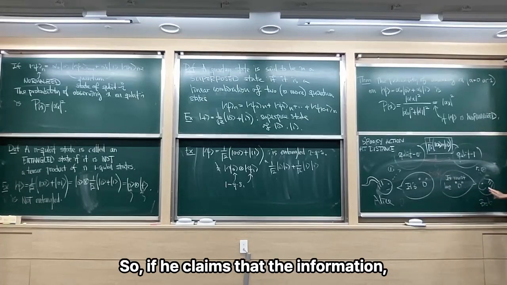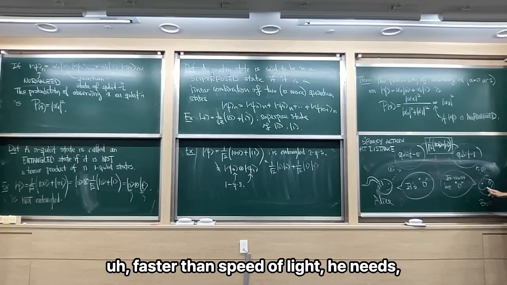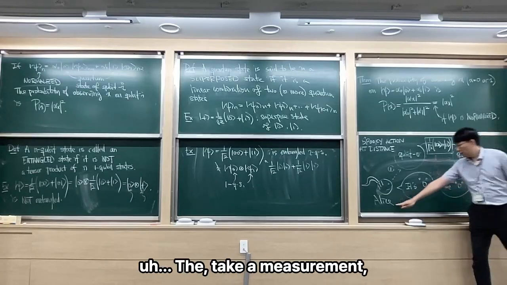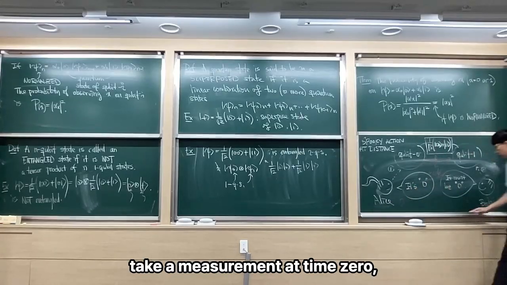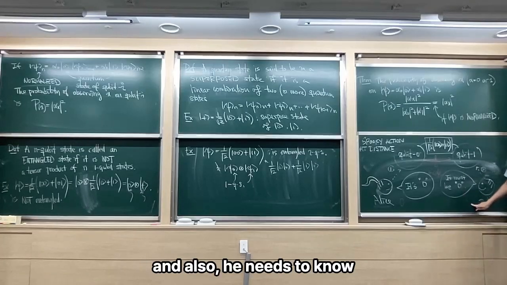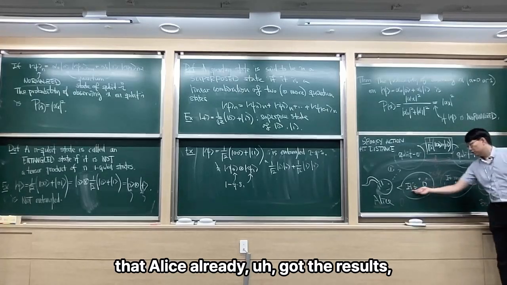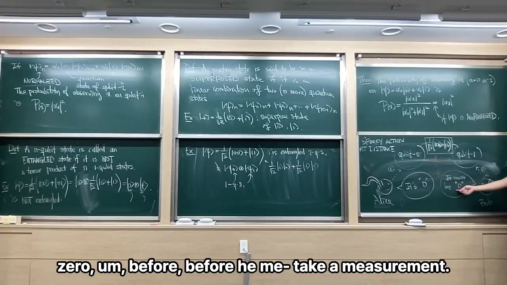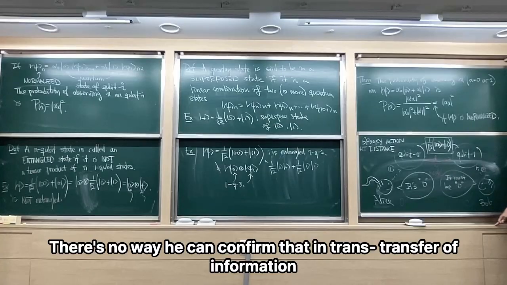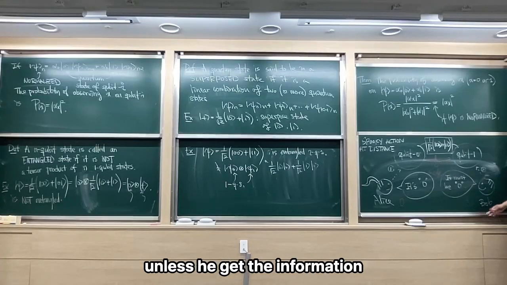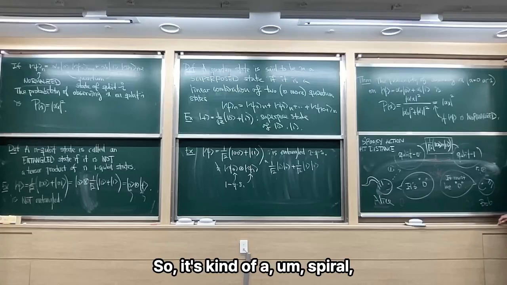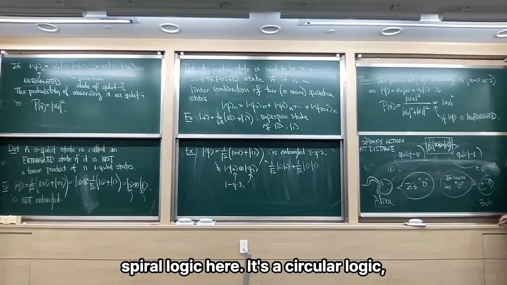Okay? So if he claims that the transfer of information is done faster than the speed of light, he needs to take a measurement after Alice takes a measurement at time 0. Within the time d over c, Bob has to take the measurement. And also, he needs to know that Alice already got the result 0 before he takes a measurement. I'm not sure whether that makes sense or not, but anyway, there's no way he can confirm that transfer of information is done faster than the speed of light unless he gets the information faster than the speed of light, right? So it's kind of a spiral logic here, circular logic.